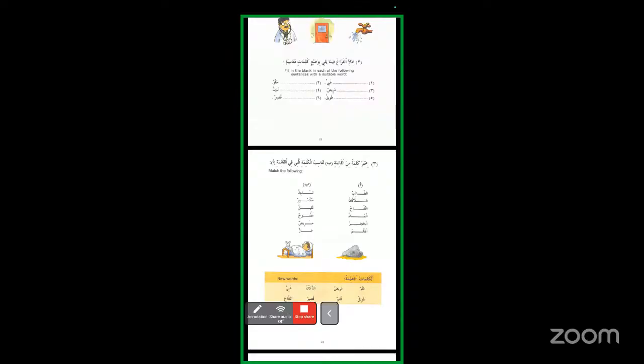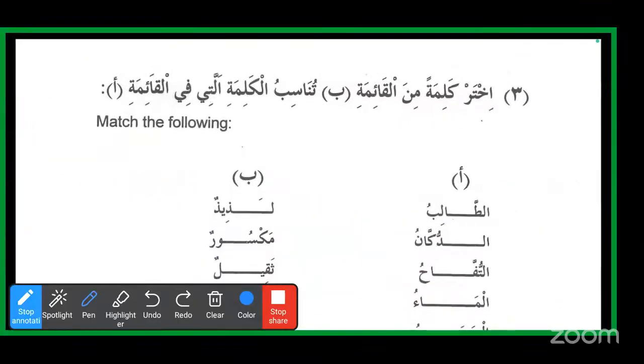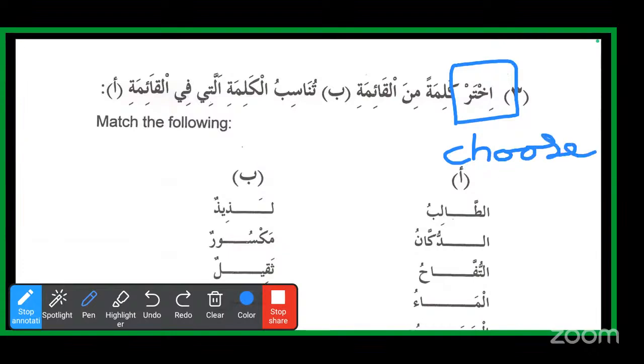The first thing is to add another word to your Af'alul Amr list, the list of imperatives. Add the word ikhtar. Ikhtar means choose, in English we say choose. اختار, choose, right? Add this word to your vocabulary, to your imperative list.